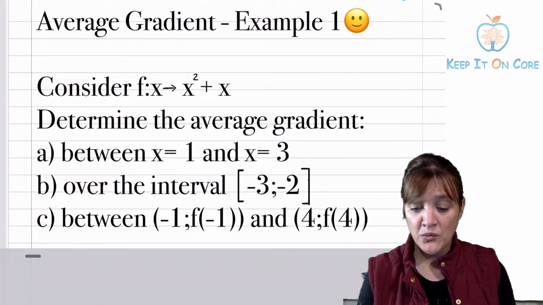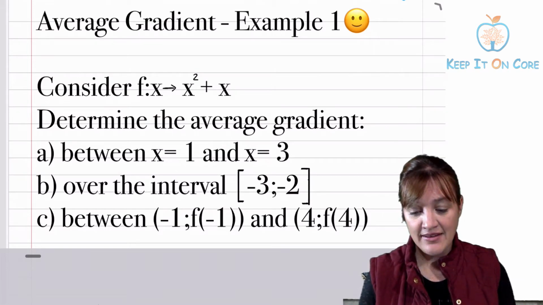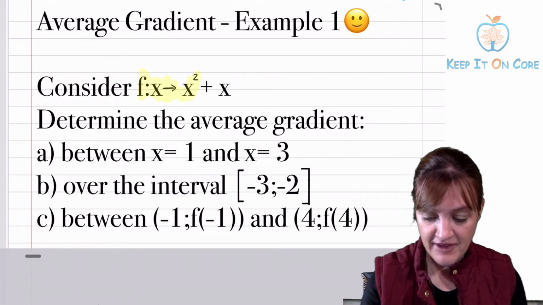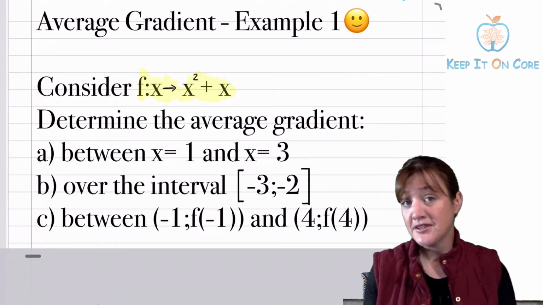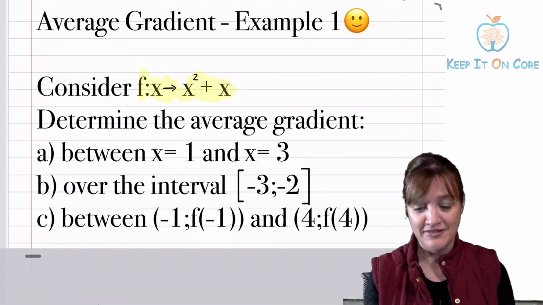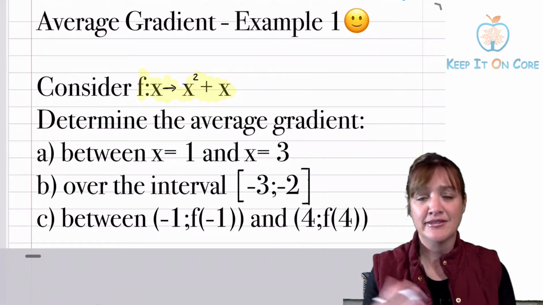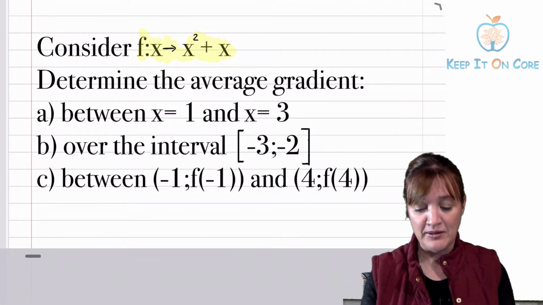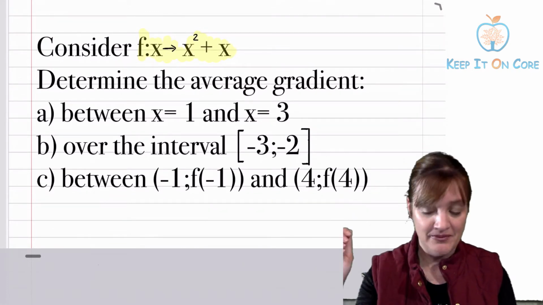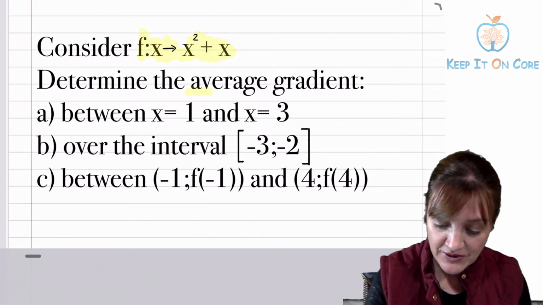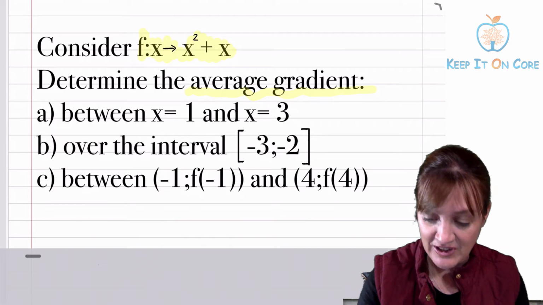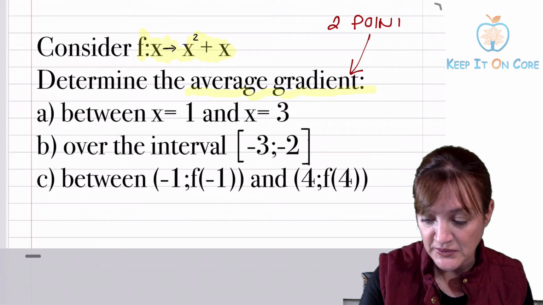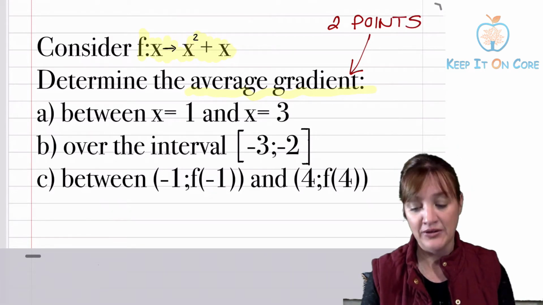Here we've got an example where we're having to find the average gradient, and they've started off by giving us an equation to consider. So f of x, which is mapped onto x squared plus x, that's the notation of that arrow. It's exactly the same, really just another way of saying f of x equals x squared plus x. So that's the equation of your parabola, all right? Determine the average gradient. Remember, as I said in the previous video, average gradient means we need to work out the gradient between 2 points on your line.